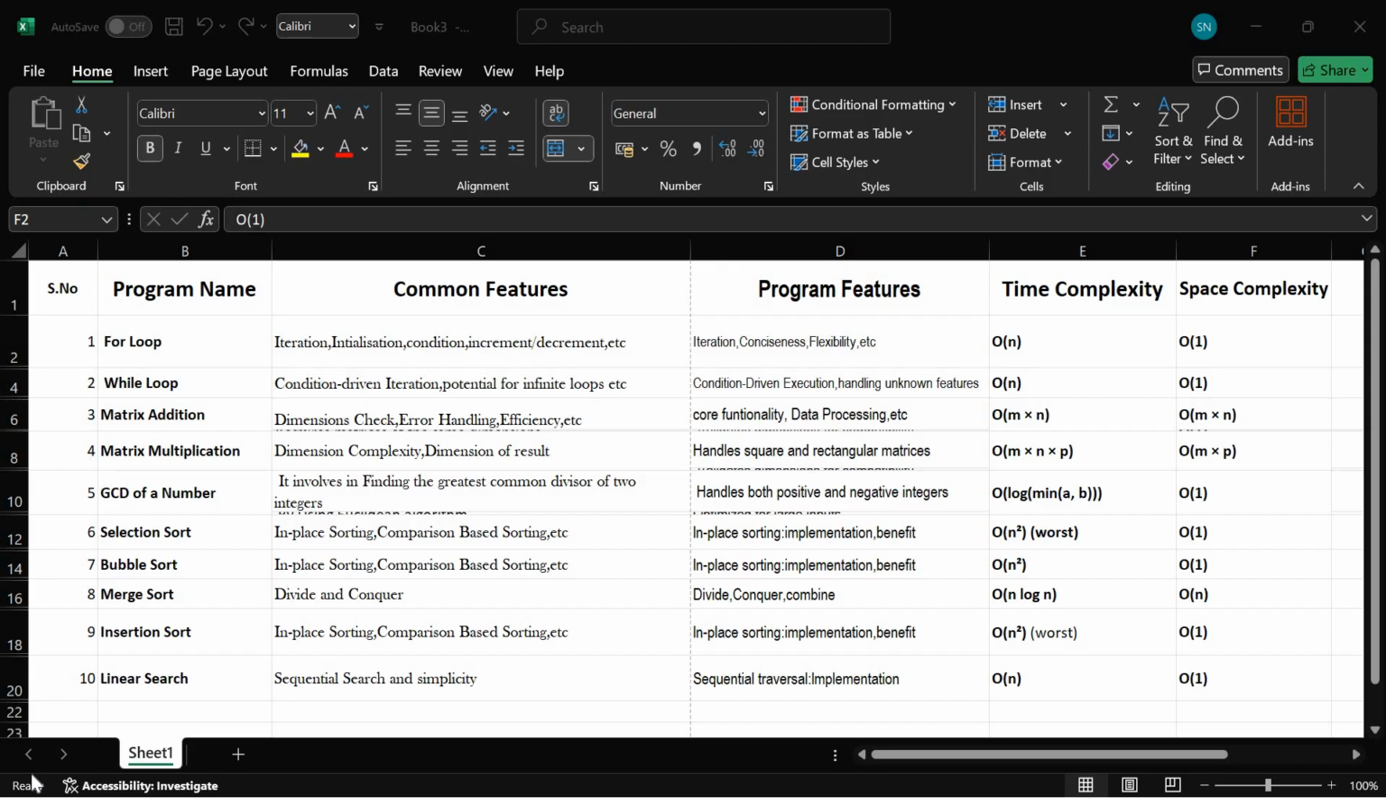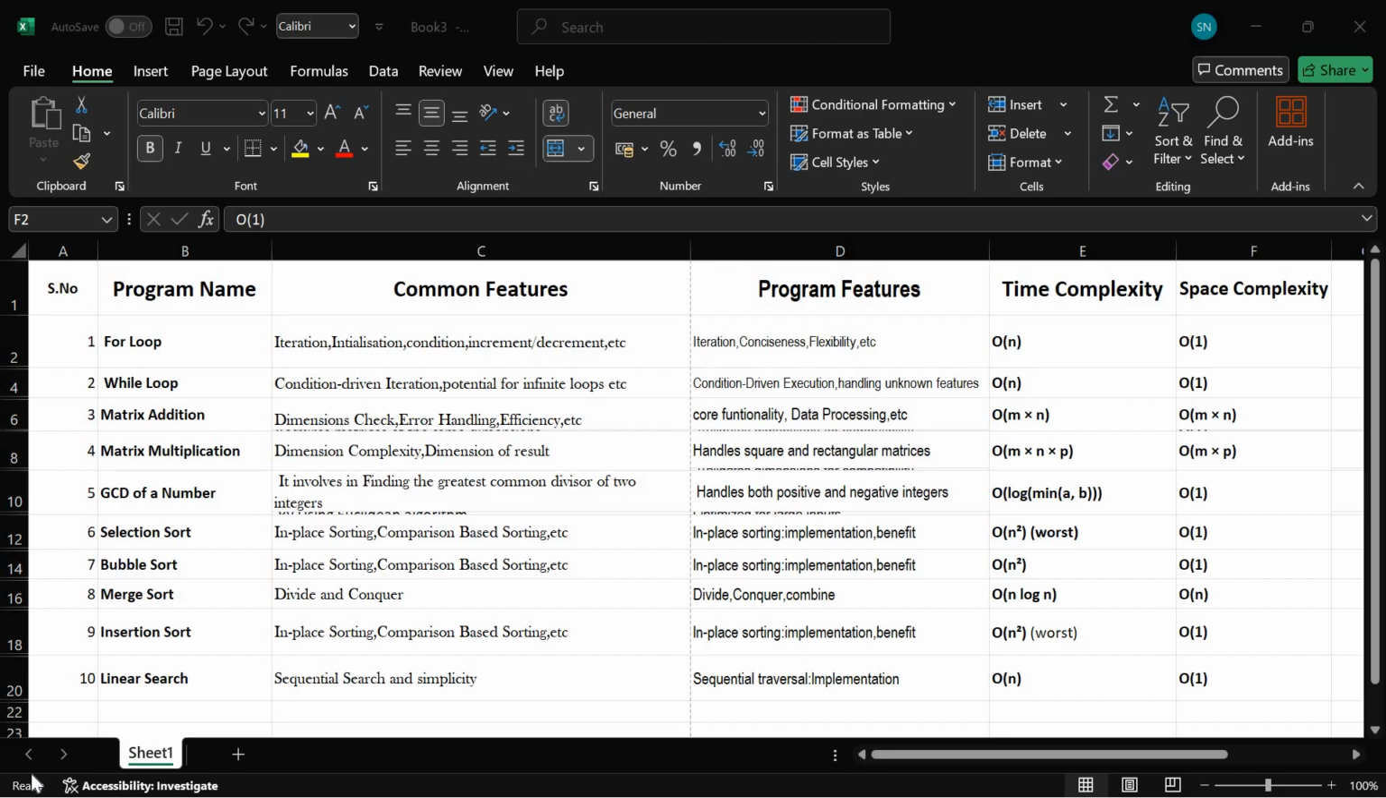Today let's discuss basic fundamental concepts and algorithms along with time and space complexity in an Excel sheet. Today I explain for loop, while loop, matrix addition, matrix multiplication, GCD of numbers, selection sort, bubble sort, merge sort, and also insertion sort and linear search.